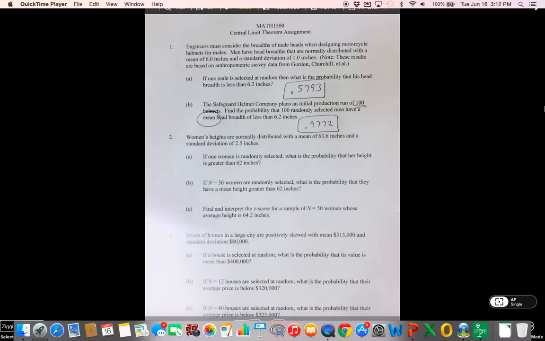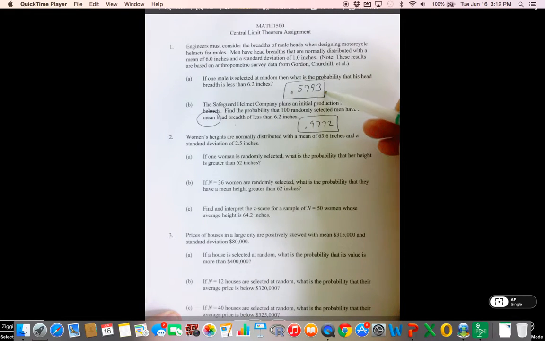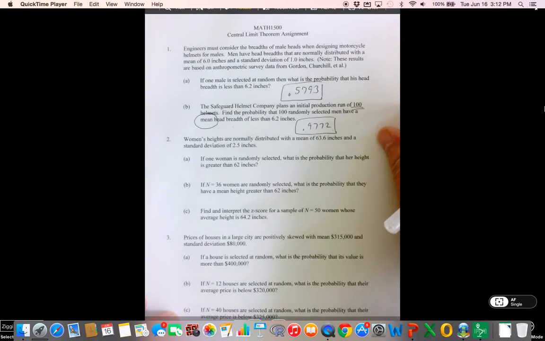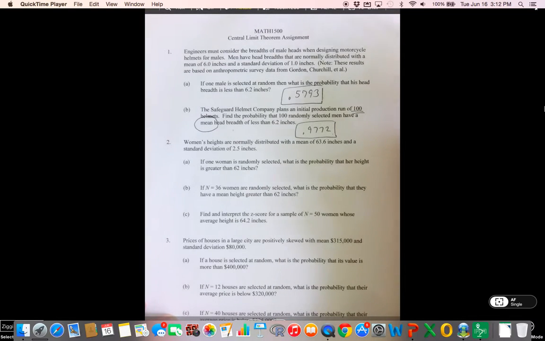Guys, notice the difference in the answers, where both problems look at a head breadth less than 6.2. But one focuses on one person, and the other focuses on an average of 100 men. Think about it this way. I know none of you have a strong background in probability. You're walking down the street and you randomly select one person. What's the probability they have an IQ of 120 or higher? Not very high, but it's possible. Walk down the street and choose 100 people. What's the likelihood that their average IQ is greater than 120? It's not going to happen.